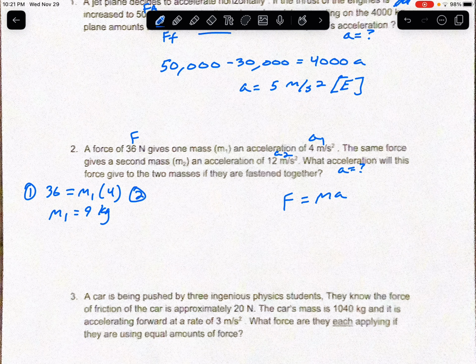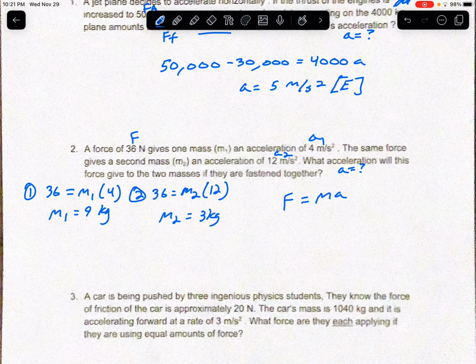Step 2, we do the same thing, using the same force, 36 newtons. Mass 2, we don't know, and our new acceleration is 12. Divide both sides by 12, and I have a new mass of 3 kilograms.